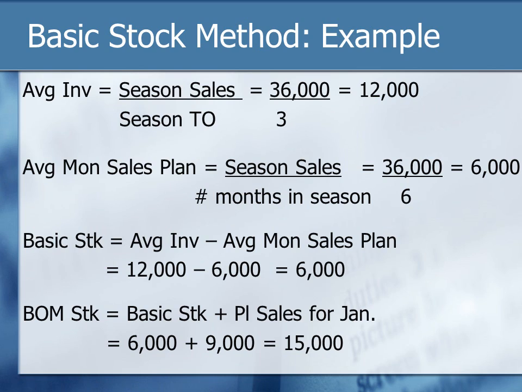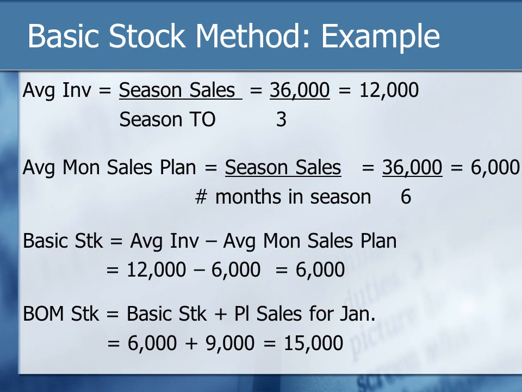Alright, so it was a little bit complex, wasn't it? Okay, let's work on it together. First, like I said before, it's best to start with the average inventory because we need that number to be able to calculate the basic stock level. In this case, the seasonal sales was given and the turnover for the season was given, so we can utilize these two numbers to come up with our average inventory plan. $36,000 seasonal sales for the 6 months planned out, divided by the planned turnover of 3, gives us $12,000 as the average inventory level. So that's average inventory at retail.